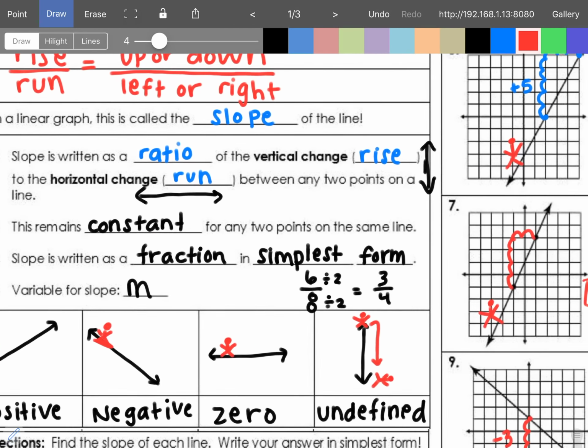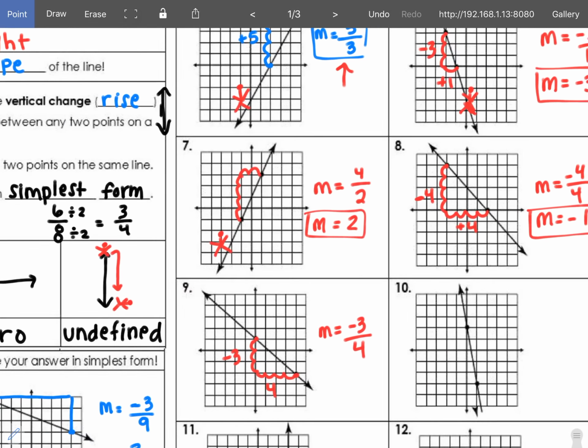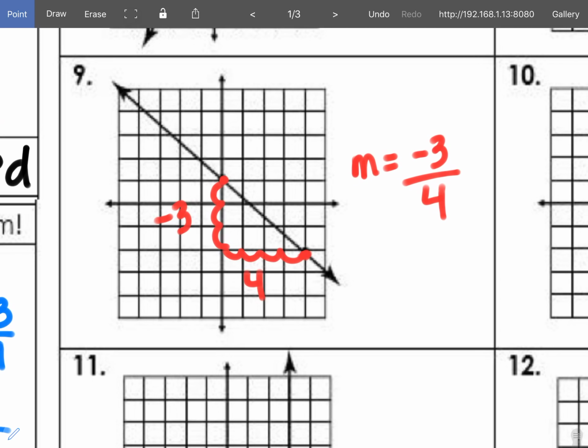Remember I said at the very beginning, rise can be up or down, and run is either going left or right. So here we're rising down. We're going down, right? So it's a negative 3. And then we're running to the right, so it's a positive 4. And it should be negative, shouldn't it? If we are on a skateboard, aren't we going downhill?